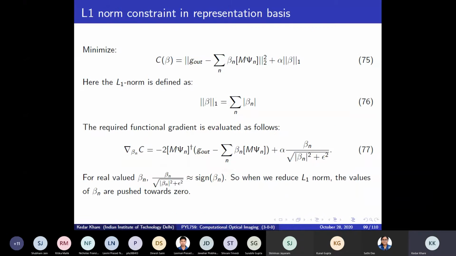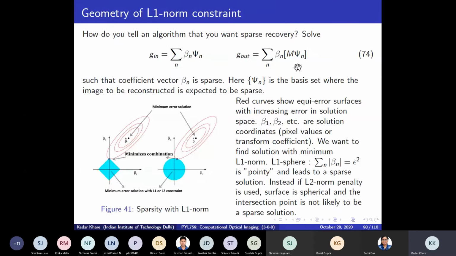So I have to balance two terms, isn't it? I have one term which is error, and the second term is alpha times the L1 norm of beta. Okay. So I'm going to take larger and larger values of this L1 norm penalty. So the solution in terms of beta 1, beta 2 lies on the surface of this diamond shape.